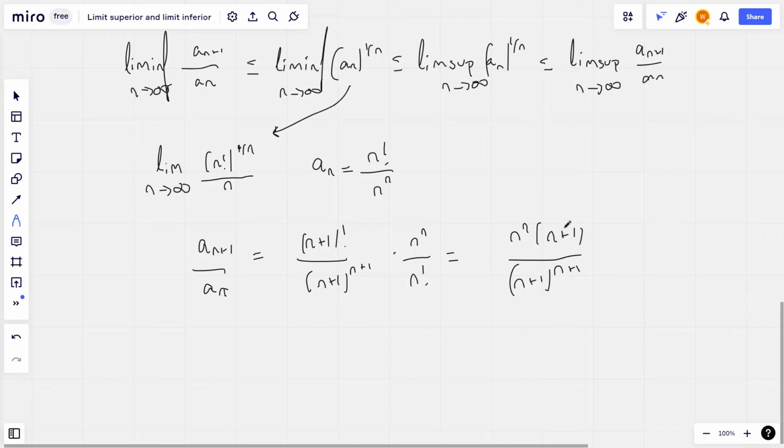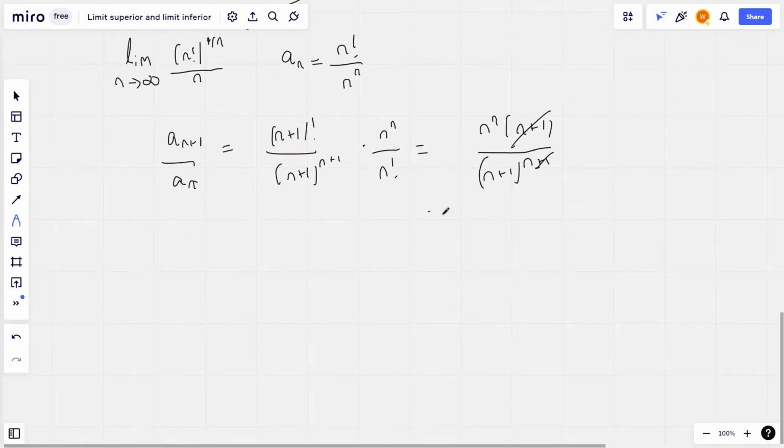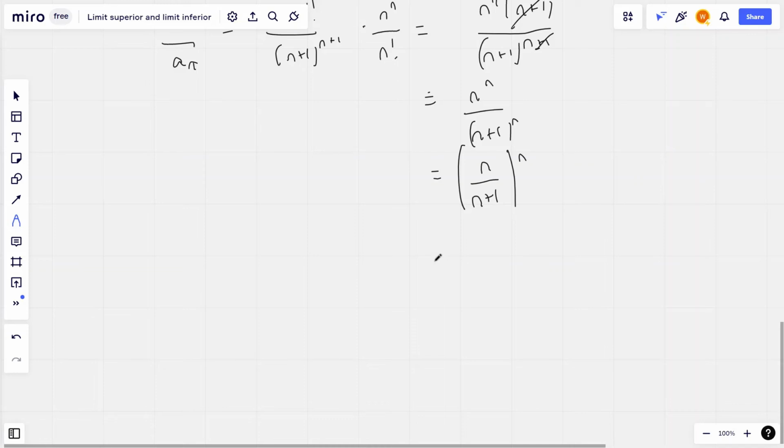However, if we notice, these are the same, so we can cancel this out and this extra exponent, so we just get n to the n over (n plus 1) to the n, which is equal to (n over n plus 1) to the n, which is equal to (1 minus 1 over n plus 1) to the n. So when we take the limit as we go to infinity of this, we just get 1 over e.